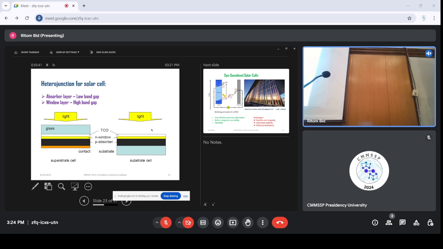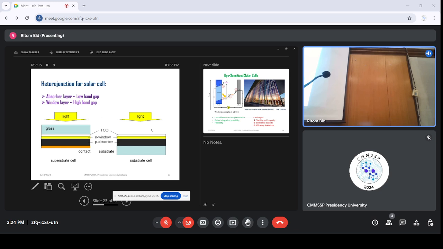In a heterojunction, basically two layers are used. One layer is transparent, that is known as the window layer. Transparent means the band gap is higher, so it transmits all the incident solar light. Another layer is a low band gap material, that is known as the absorber layer. Their band gaps are lower, so they absorb the incident sunlight. Right? So the light is actually entering the device through the window layer.